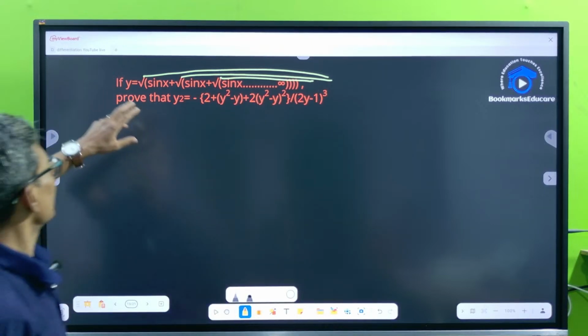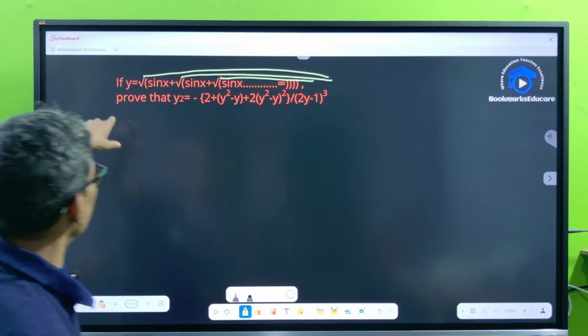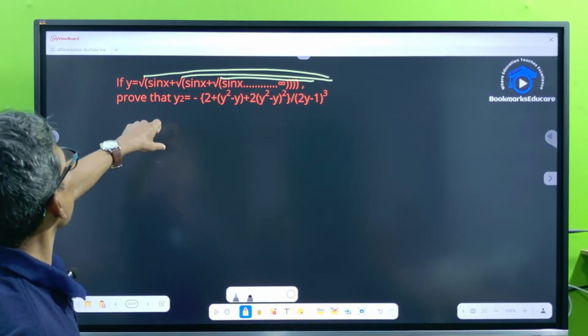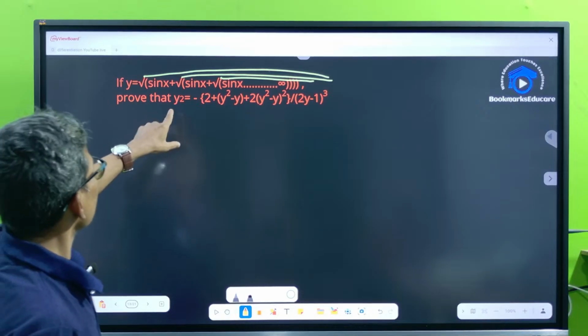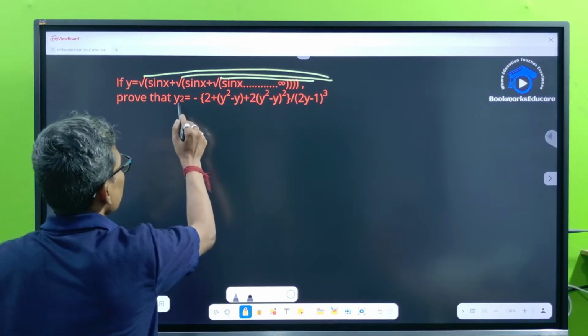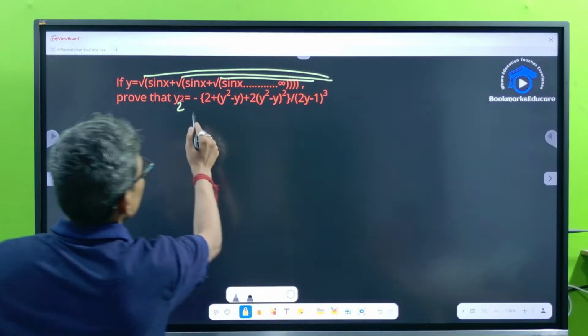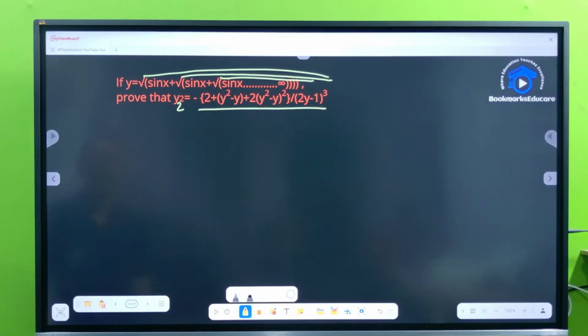If the given function is this, then we have to prove that y2 in the subscript will be, this value of d2y by dx2 has to be found. Okay, this will be the value.